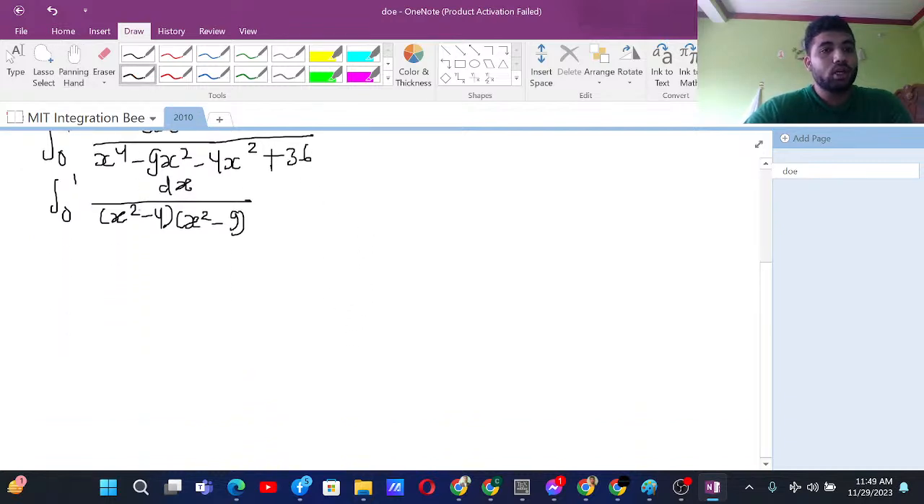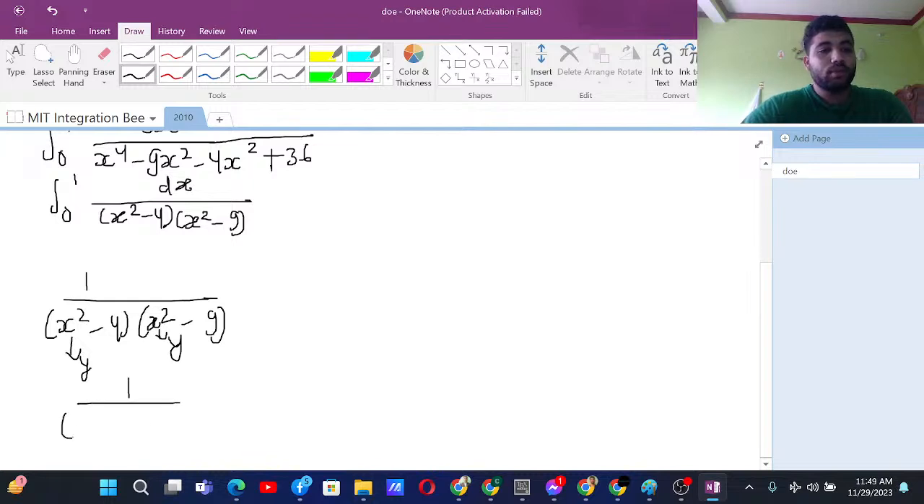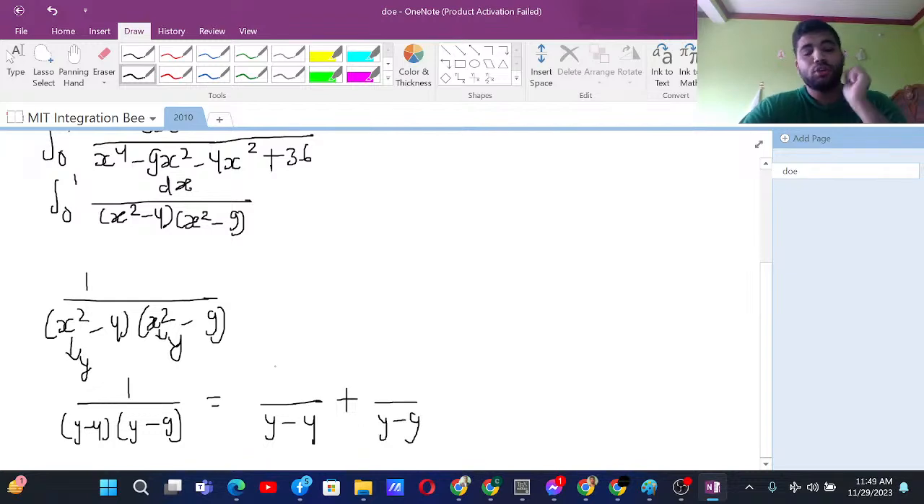Now we can use partial fractions. If we want to break this down into partial fractions, first of all, we can just let x square be y for some time while we are doing partial fractions. So we will have 1 by y minus 4 times y minus 9. Now if we want to break this, we will have one fraction with y minus 4 and the other with y minus 9. Now we will use the cover-up rule to find the coefficients that will be the numerators for y minus 4 and y minus 9.